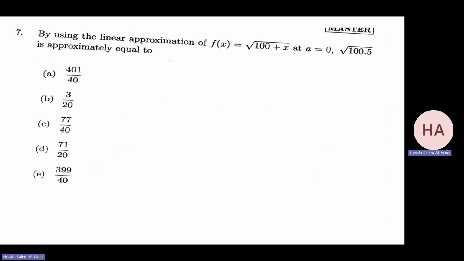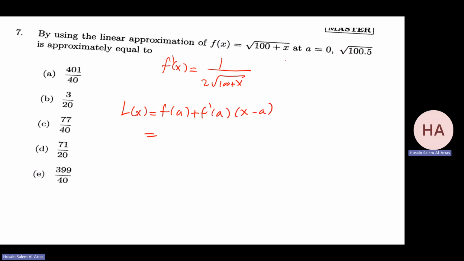Same idea. This is my function, 1 over 2 root 100 plus x. L of x is f of a plus f prime at a times x minus a. f of a is square root of 100, which is 10, plus f prime, that will be 1 over 20, times x minus 0. So it's 10 plus x over 20.